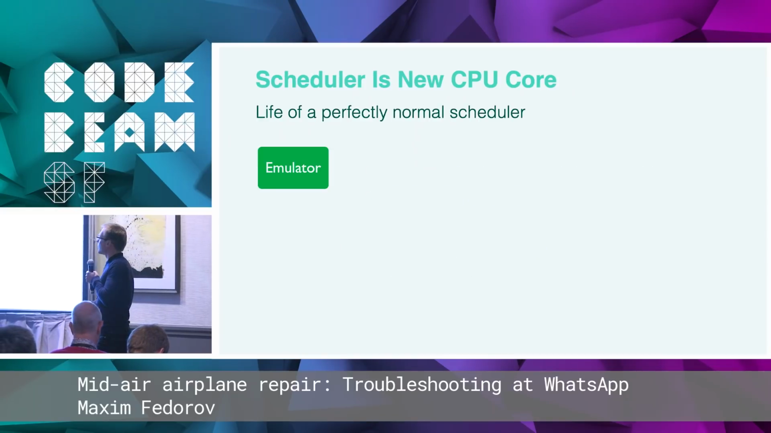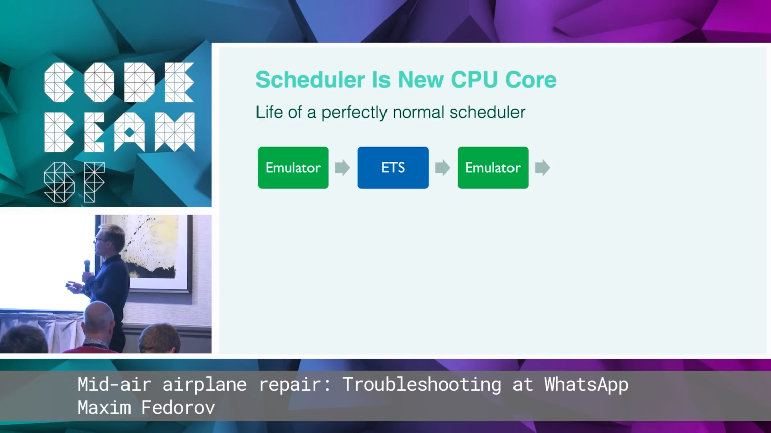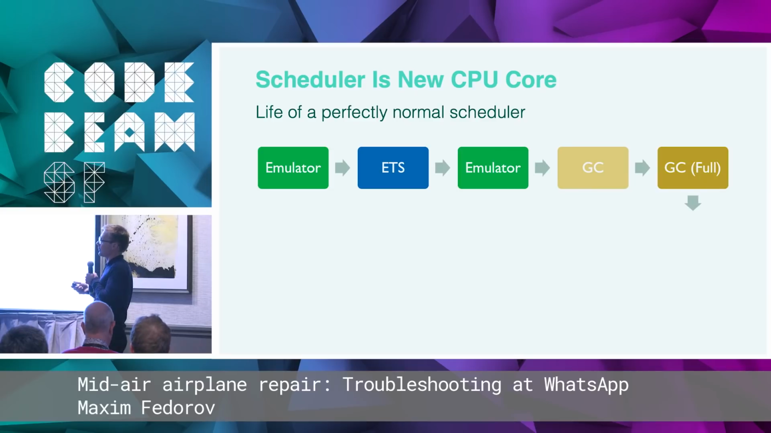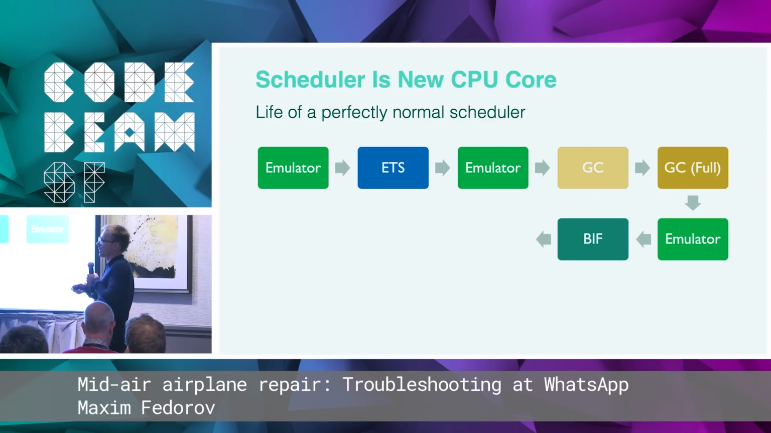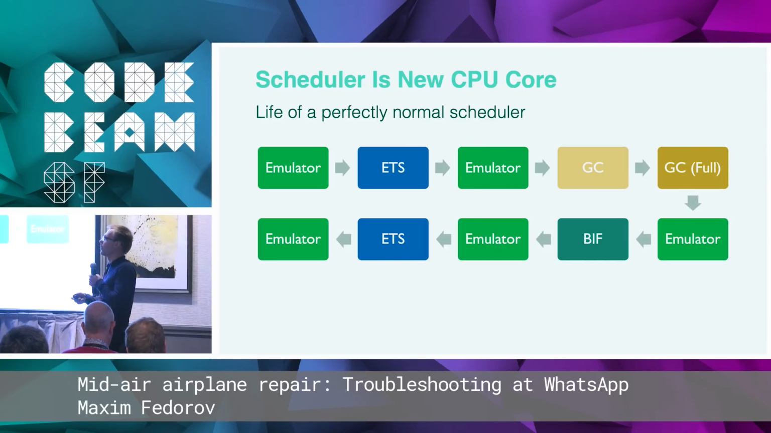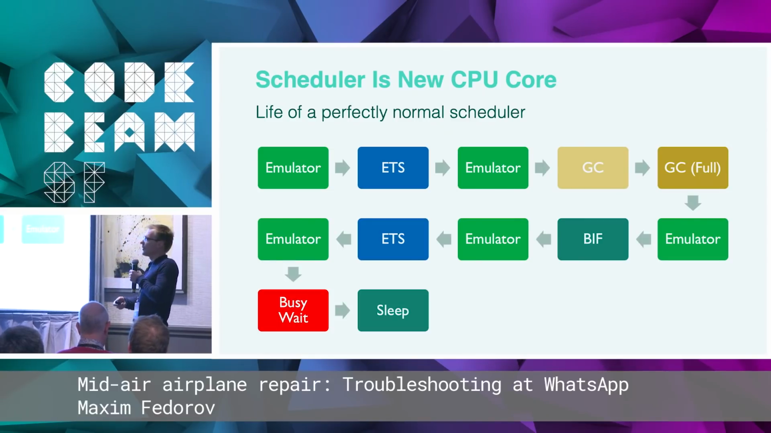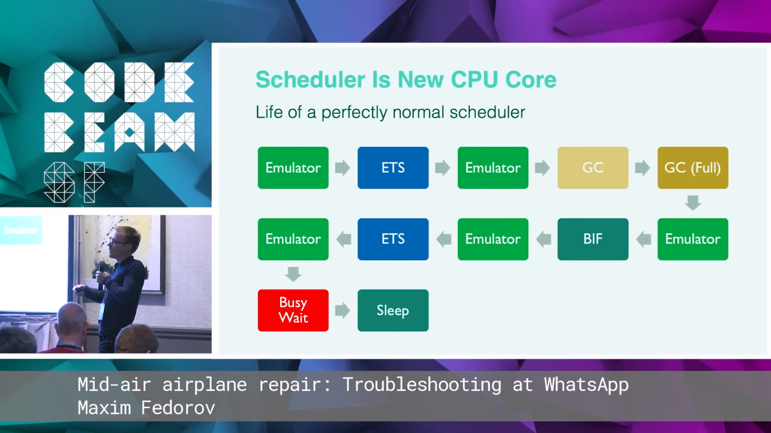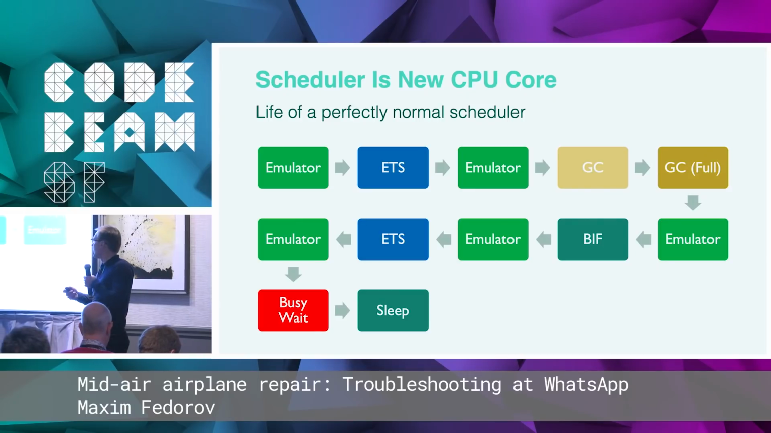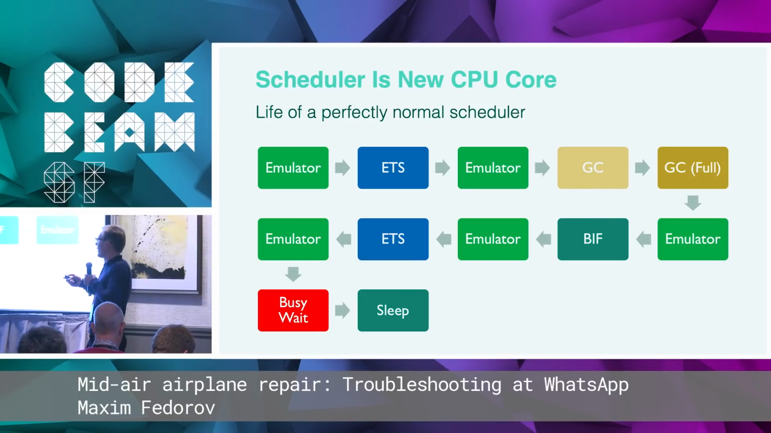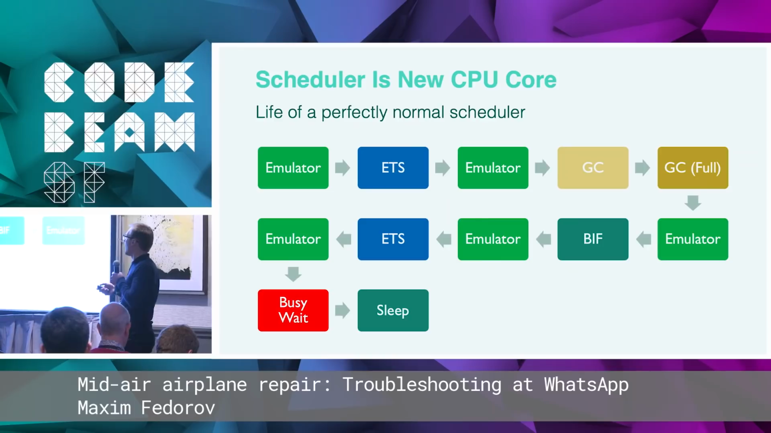So how does it generally work? What is a scheduler? It's an operating system thread, or a lightweight fiber, or whatever the abstraction is in a specific operating system. And it executes your code. Emulator state means that it runs some BEAM instructions. ETS means it tries to do something with an ETS table. GC is garbage collection, or maybe major garbage collection if necessary. There are also BIF calls, NIF calls, and busy-wait things.